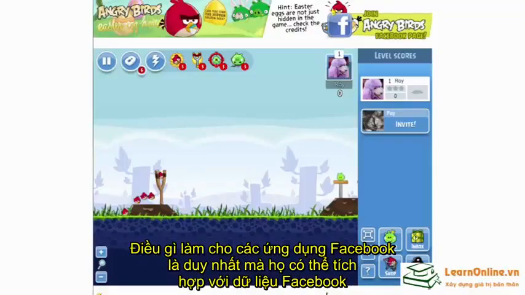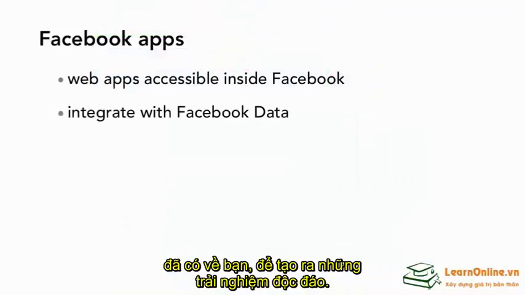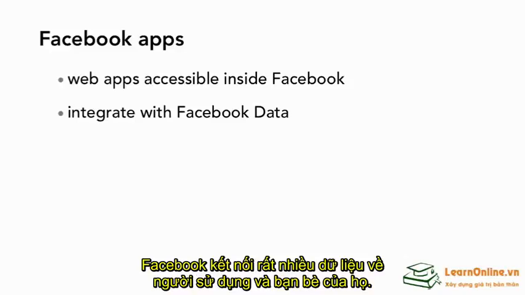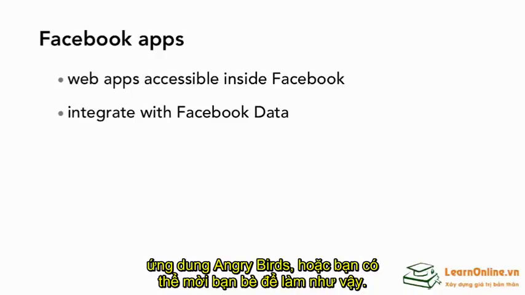account. What makes Facebook applications unique is that they're able to integrate with data Facebook already has on you to create unique experiences. Facebook connects lots of data about its users and their friends. So for example, you can compare scores with some of your other friends who also have installed the Angry Birds application, or you can invite friends to do so.